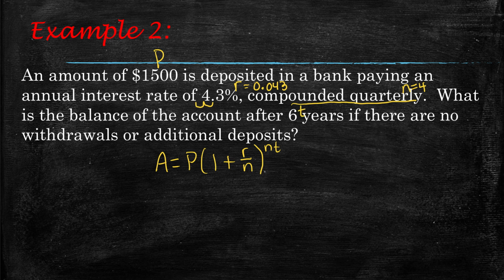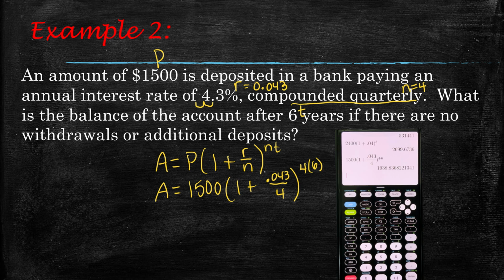Okay, so let's plug that in. The A is what we're trying to find. We're putting in $1,500. 1 plus our interest rate, 0.043 over 4. And then raise it to the 4 times 6, because that's our T. So let's plug that in on our calculator.